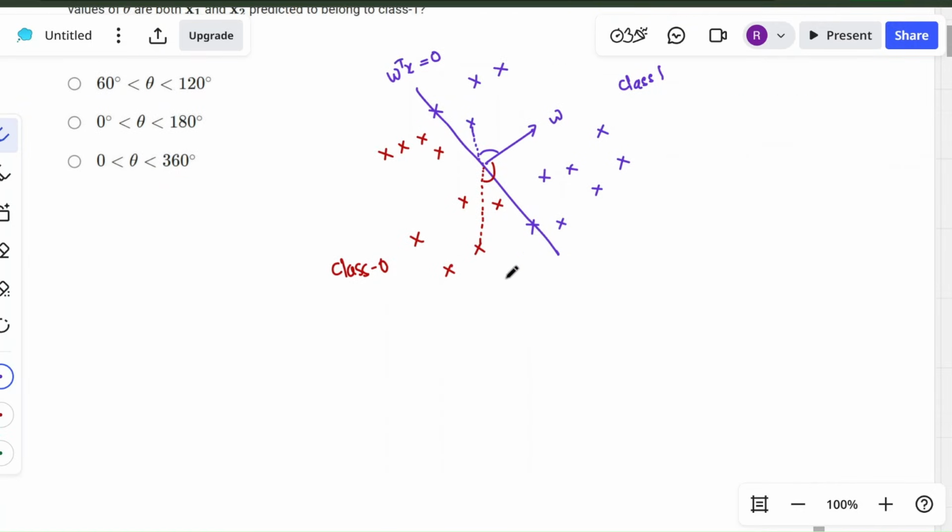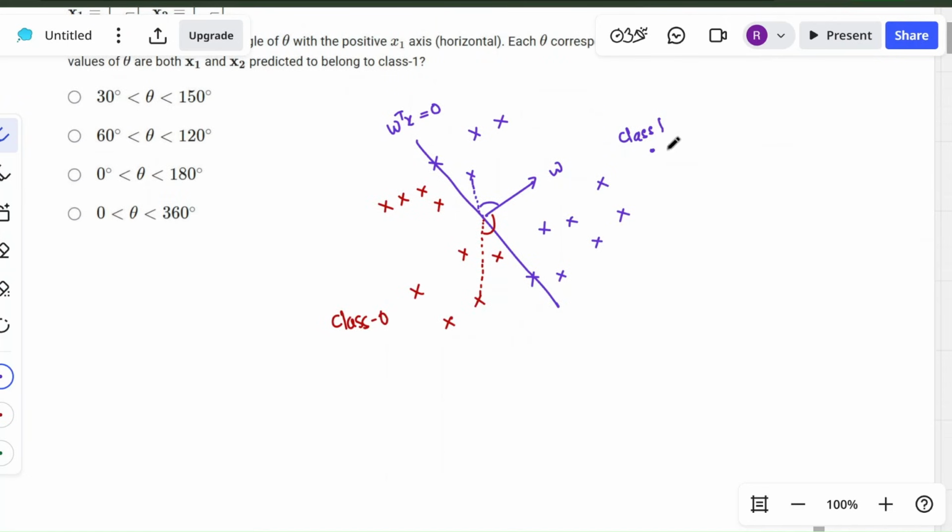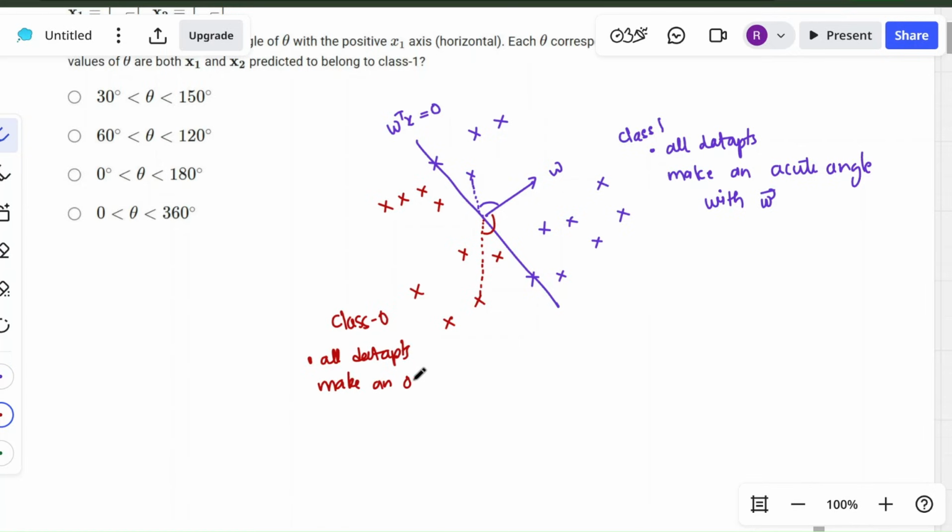So let me write down that in class 1, all data points make an acute angle with W, and in class 0, all data points make an obtuse angle with W. Again, obtuse means bigger than 90 degree. Acute means less than 90 degree.